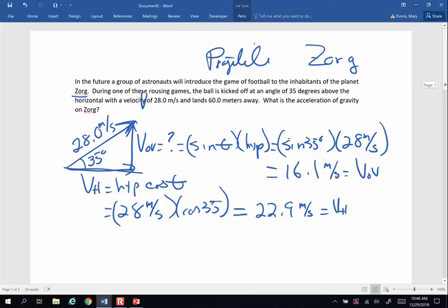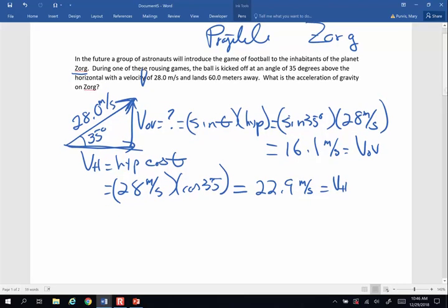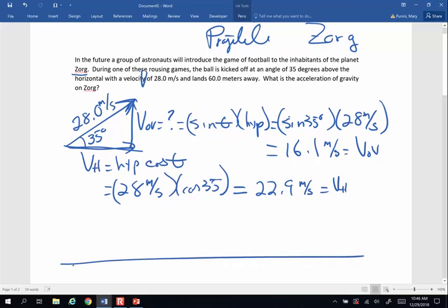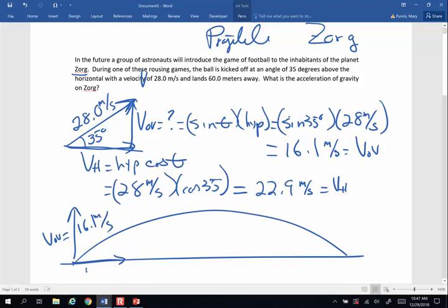Next, I need to draw a little picture and see what's going on. So here is the football on Zorg. It's shot off with an original vertical velocity of 16.1 meters per second. Its horizontal velocity is 22.9 meters per second. It goes 60 meters. That is my horizontal displacement. X is 60 meters. And I want to know what is the acceleration of gravity.